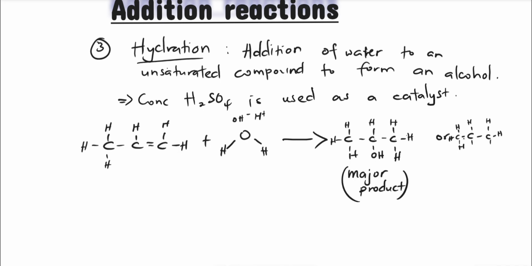On this side is the reverse. The H plus will be added to a carbon with fewer hydrogens, like this. So this is the minor product, meaning it's not likely to be formed. The reaction requires sulfuric acid, so you add your concentrated H2SO4 here.